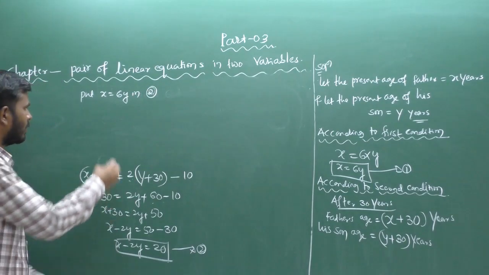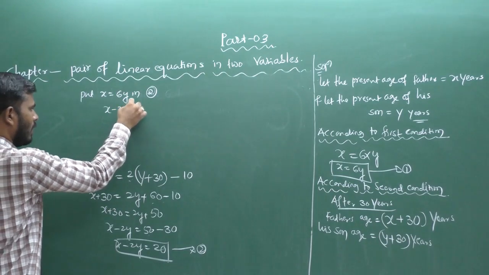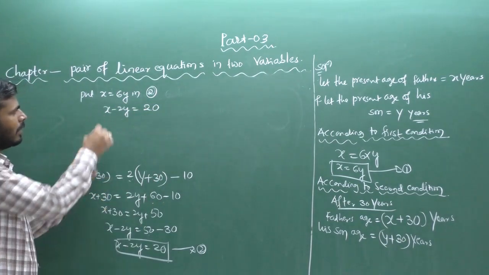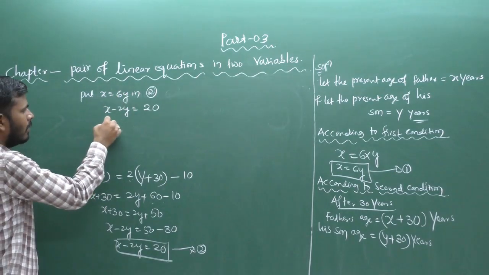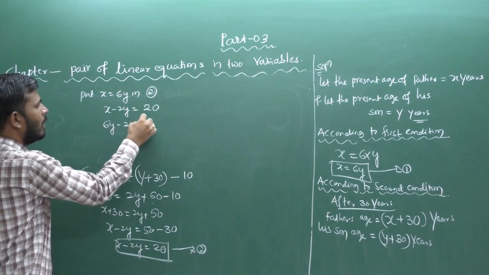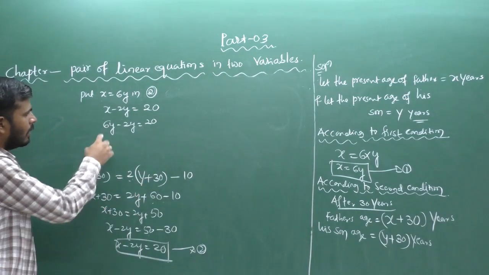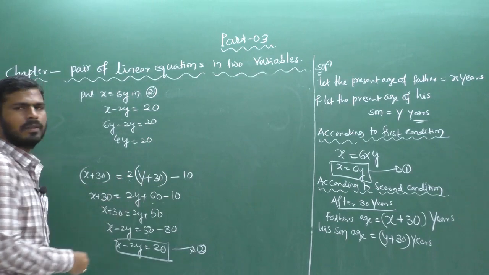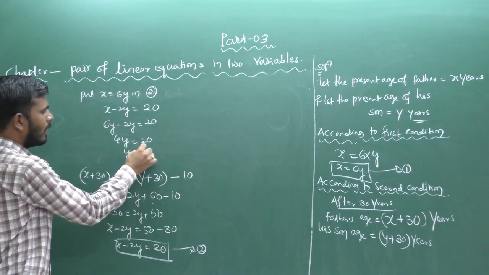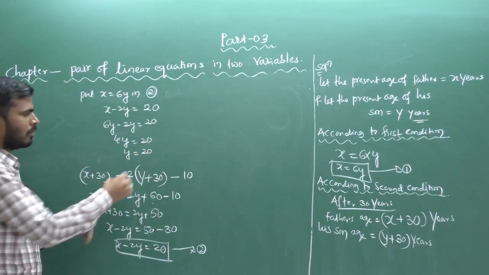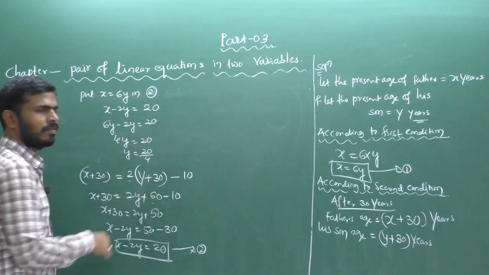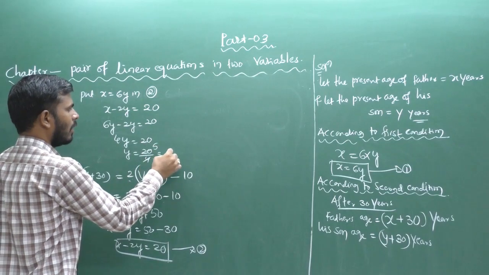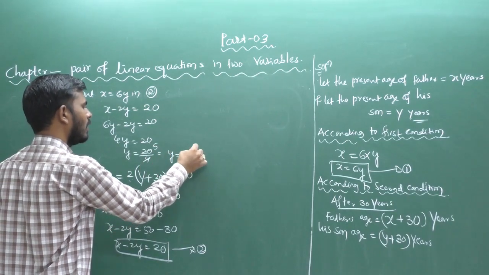Equation number 2 is this: x minus 2y equal to 20. So what is the x value? The x value is 6y. So 6y minus 2y equal to 20. 6y minus 2y, that is 4y equal to 20. So next step, y equal to 20 divided by 4. 4 fives are 20, that is 5. So you can write y equal to 5 years.